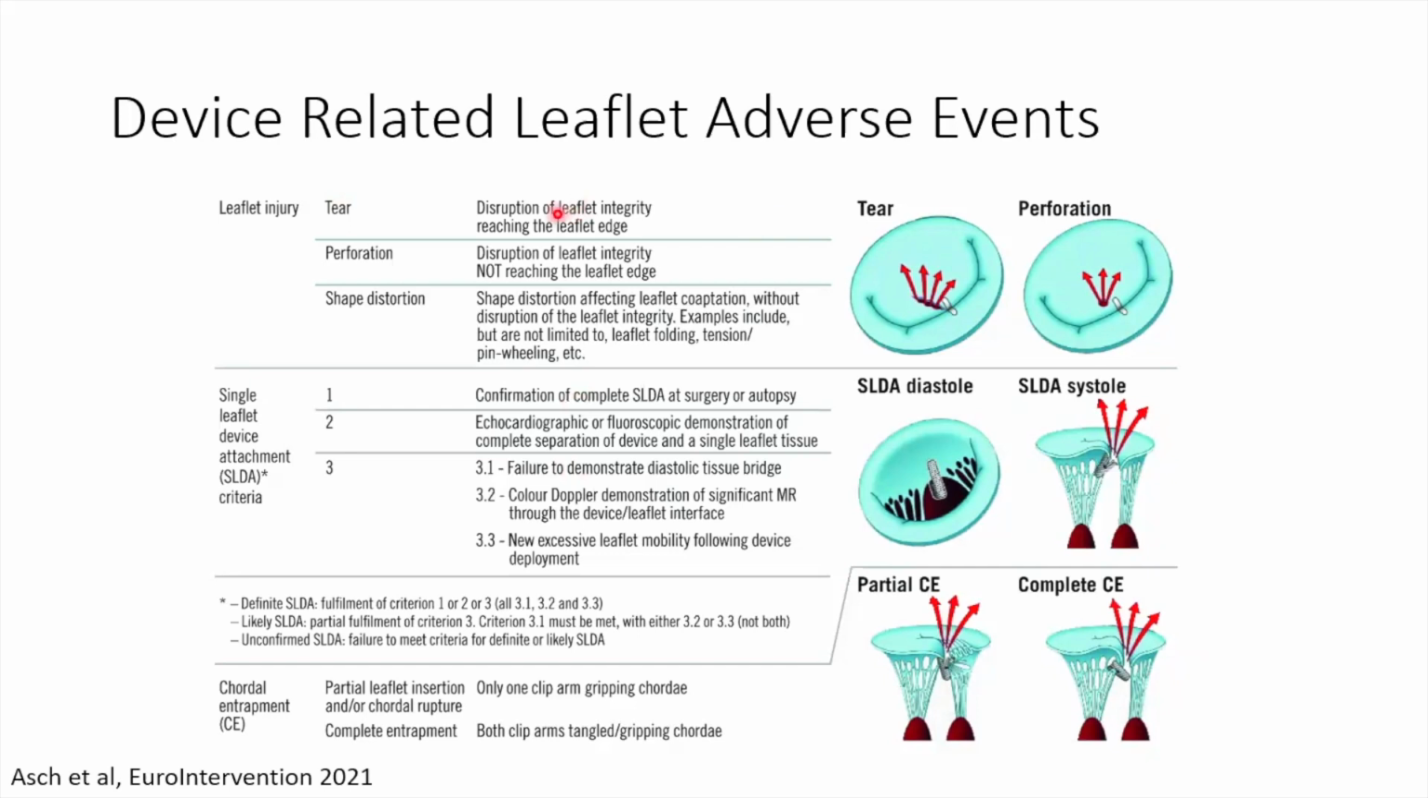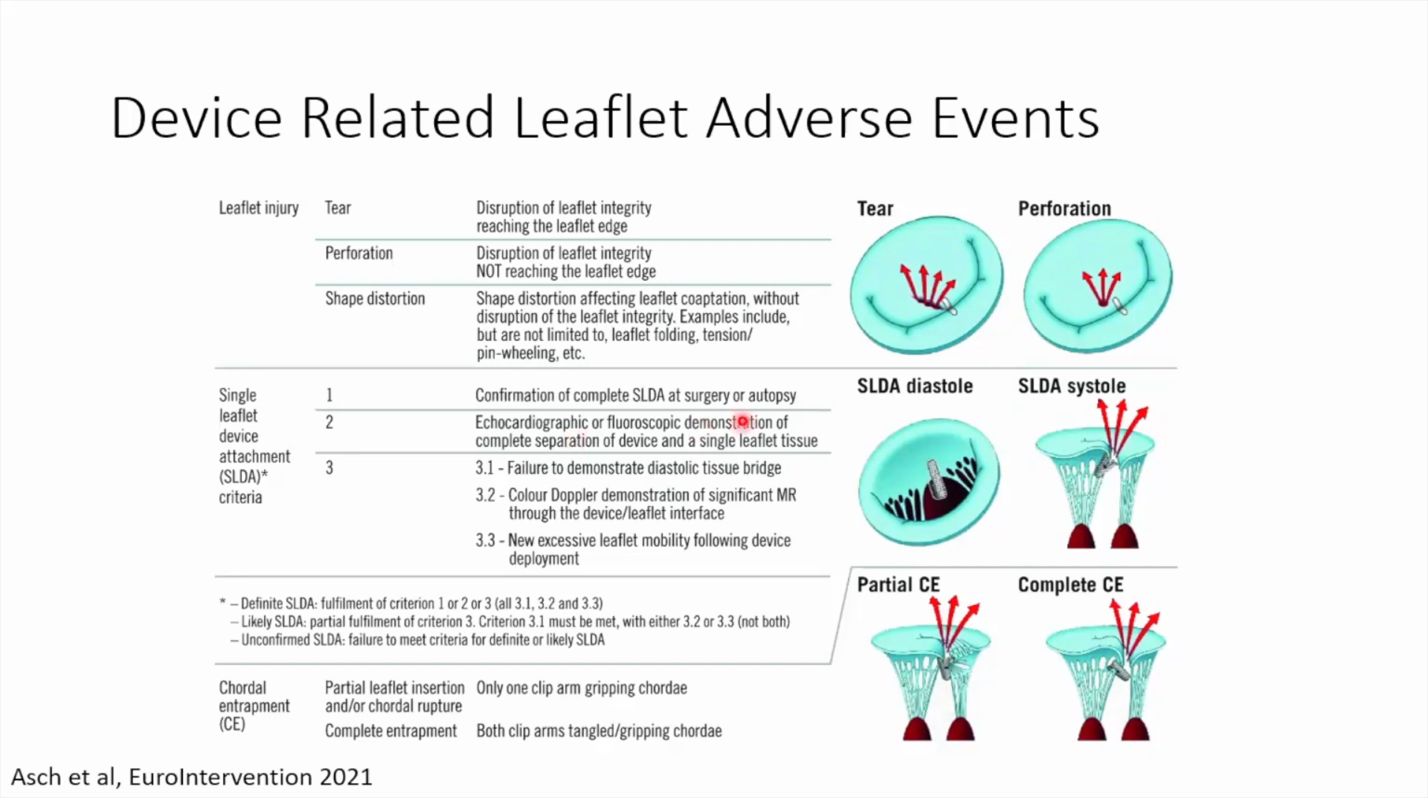So in terms of leaflet injury, it can be a tear of the leaflet as a result of the clip, where you have disruption of the integrity, but it doesn't reach the leaflet edge. Perforation is where it reaches the leaflet edge. And you can also have leaflet injury in another way, where you actually distort the shape of the leaflet so that it doesn't coapt properly without actually causing any perforation or tear.